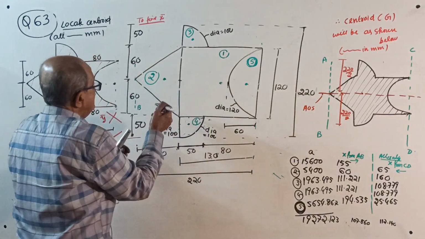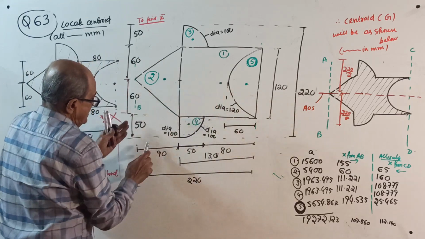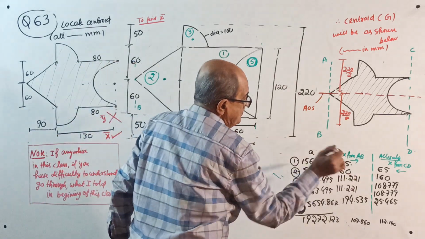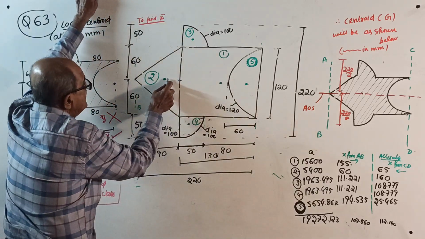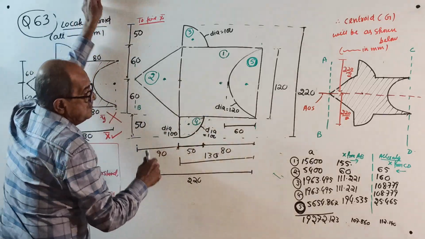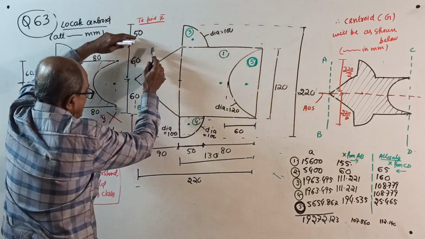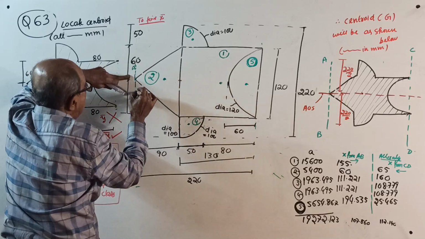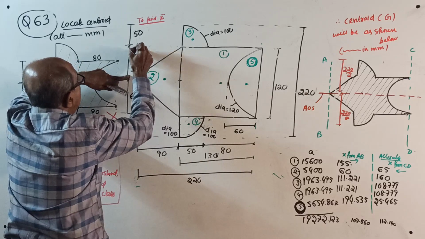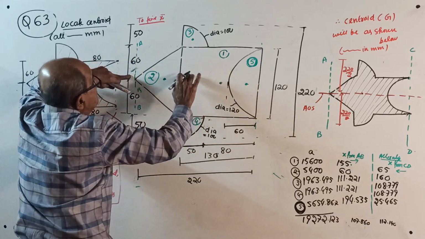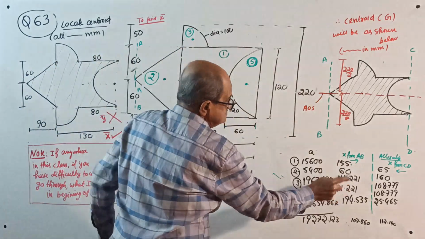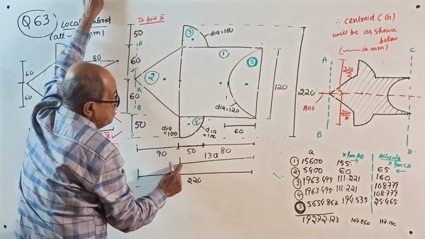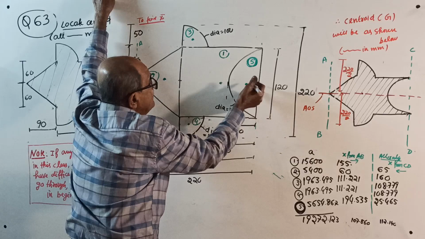Now start. X distance. Centroid here. Here, X1: 90 plus 130 by 2, that is 155. Figure 2: this is 1/3, this is 2/3, so 2/3 of 90, that is 60. Figure 3: from here, 90. I already told, AB is here. So maintain AB here for the time being. Figure 3: 90 plus 2D by 3 pi. Figure 4, same: 90 plus 2D by 3 pi. Figure 5: 90 plus 130, that is 220, minus 2D by 3 pi.